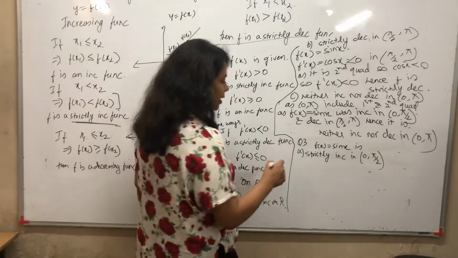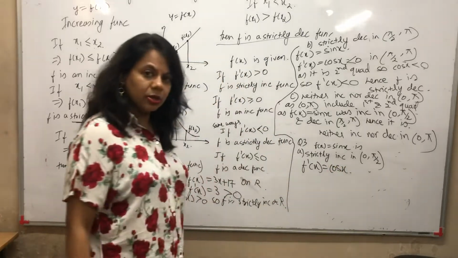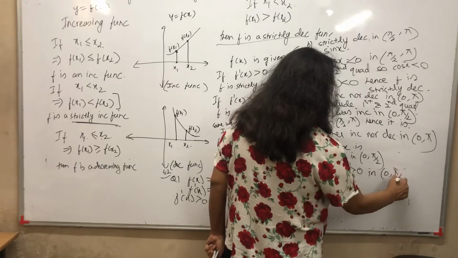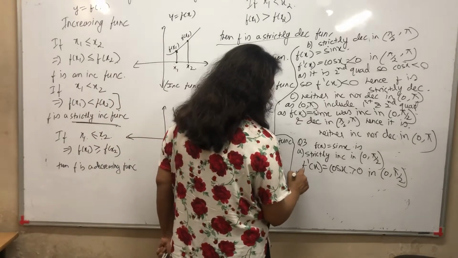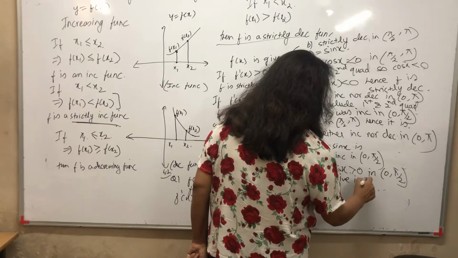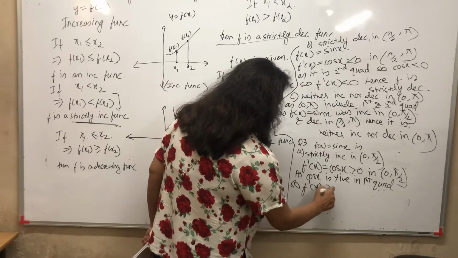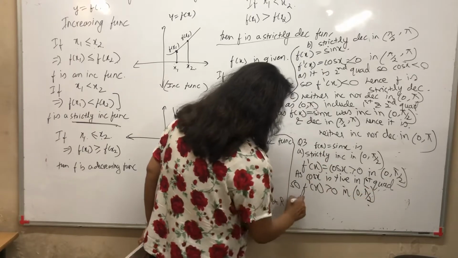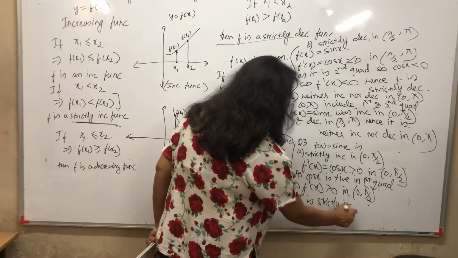So f(x) is given to me. I'll find f'(x). What is f'(x) that I get from here? cos x. Now cos x is greater than 0 in 0 to pi by 2. That is the first quadrant. As cos x is positive in the first quadrant, f'(x) is greater than 0 in open interval 0 to pi by 2. Hence f is strictly increasing.